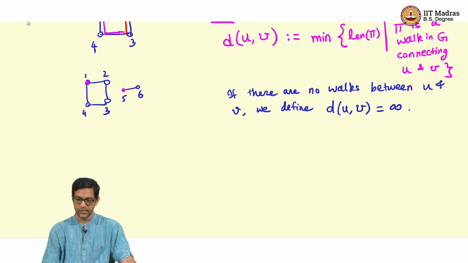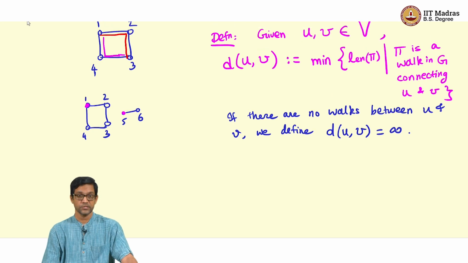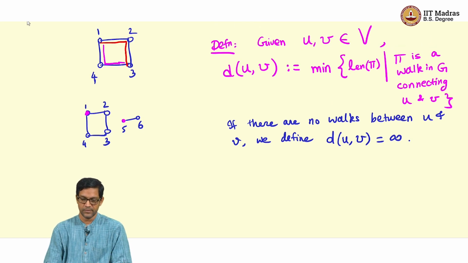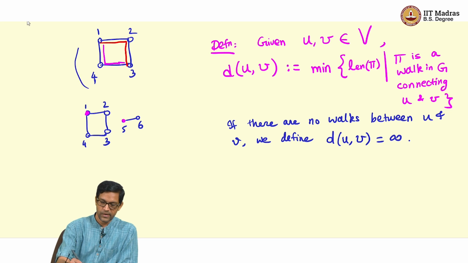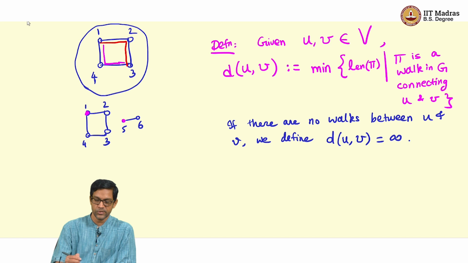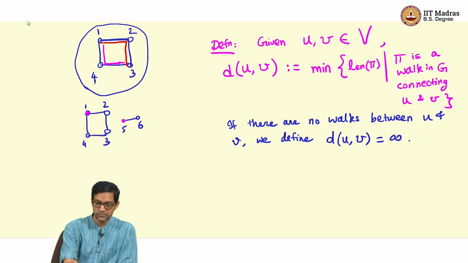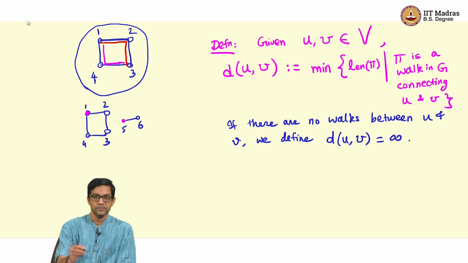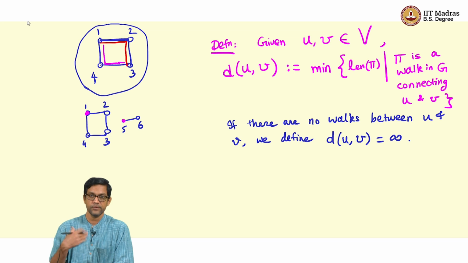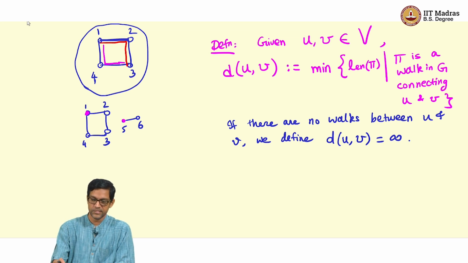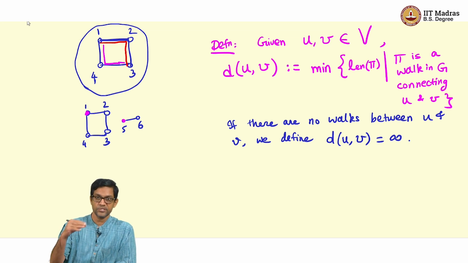Now, the key thing to note here is that this is not distance in the usual sense of the word. Again, like I mentioned earlier, we are not thinking of these as 4 cities connected by roads, where the distance between city 1 and city 2 is the length of the edge between them. Here distance just means the length of the walk, which means just the number of edges.